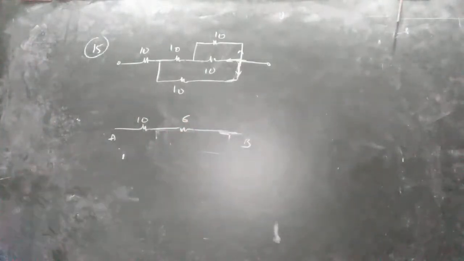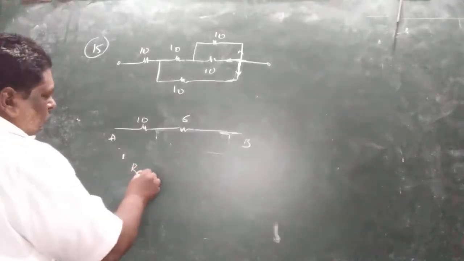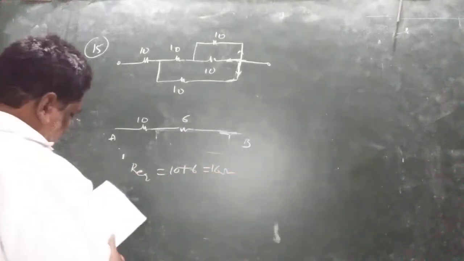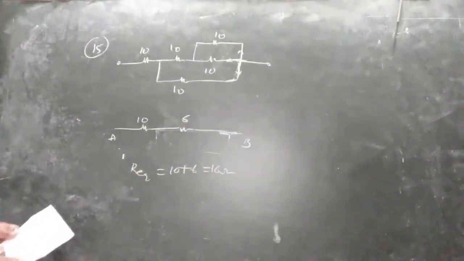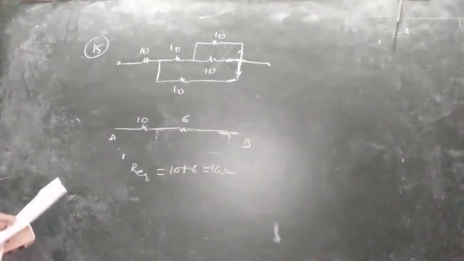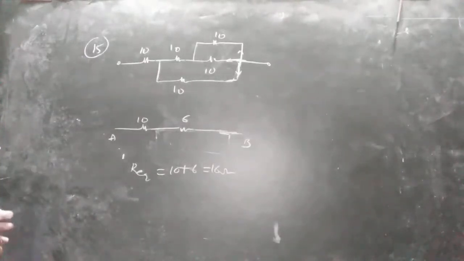Now see, these two, 6 and 10. So R equivalent is equal to 10 plus 6. So 16 ohms is the equivalent resistance between A and B. This is the first option. Next, 16th question.